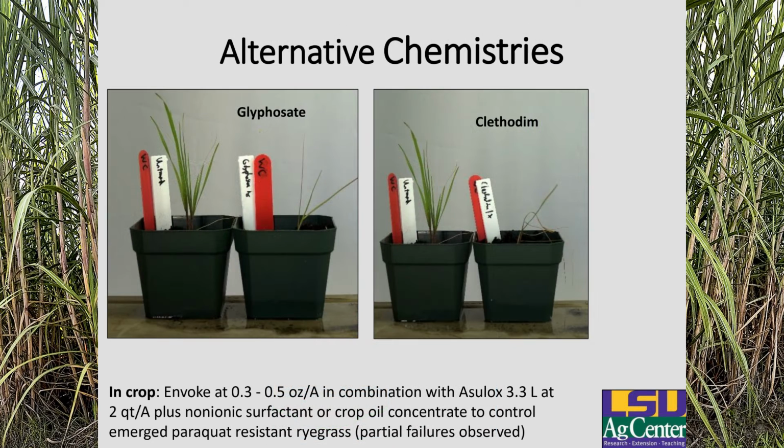Post-emerge, as I mentioned earlier, glyphosate is still effective on these ryegrass species that we have here. Clethodim: in crop, we've recommended Select in combination with Agri-Dex plus NIS or crop oil. But I believe Al did document some partial control failures using that. So be mindful of that if you suspect you have paraquat-resistant ryegrass.